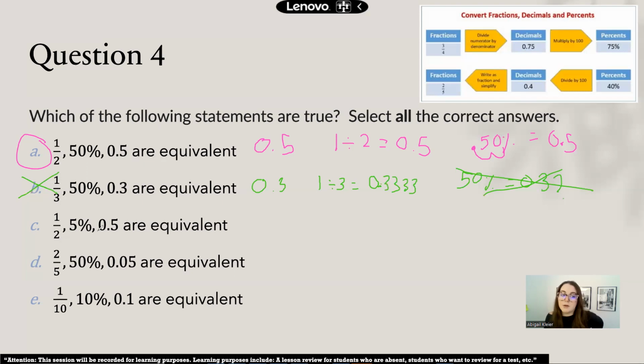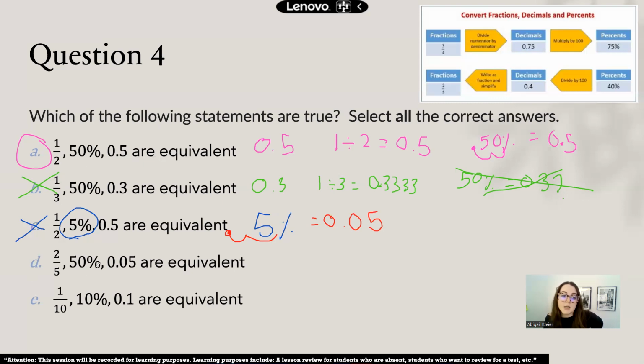Now, wow, this one looks very similar to A, but what's different? So 1/2 is the same, but they're comparing 5%. Let's talk about why this one is wrong, okay? We already know it's wrong. 5%, if I'm going to convert this, I have to move the decimal point 2 spaces. So watch what happens when I move that decimal point 2 spaces. I have that gap there. That means that in decimal form, 5% is actually equal to 0.05. So no, it cannot be equivalent to 0.5. So C would be incorrect.